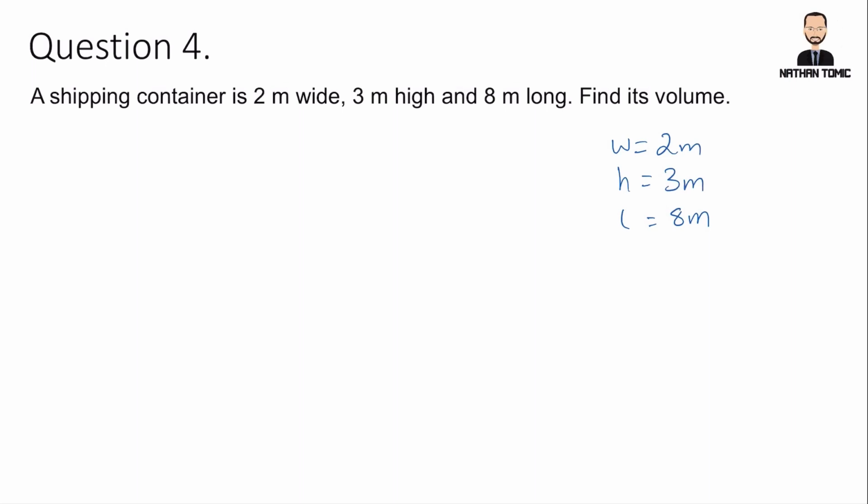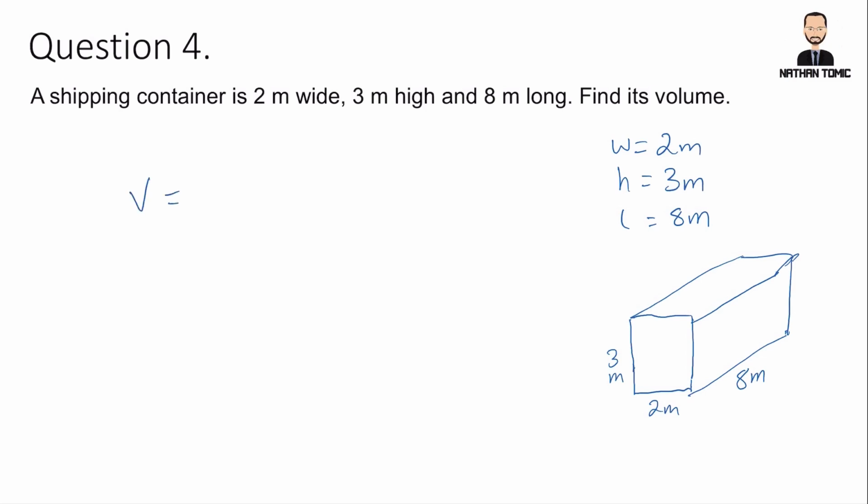But again, I think it's a good idea to draw a diagram. So just because I know shipping containers are kind of longer than they are wide, I'm going to draw more of this sort of rectangular prism this time. Okay. And I've got a width of 2 meters. I've got a length of 8 meters, and I've got a height of 3 meters. Okay, it just helps me to visualize this particular problem. But let's go ahead and plug it in.